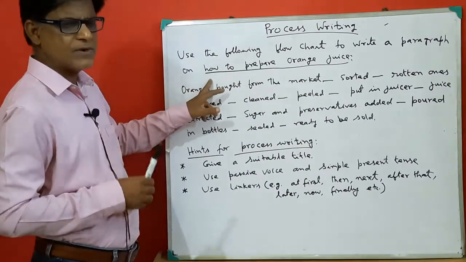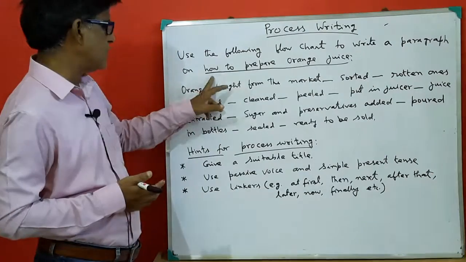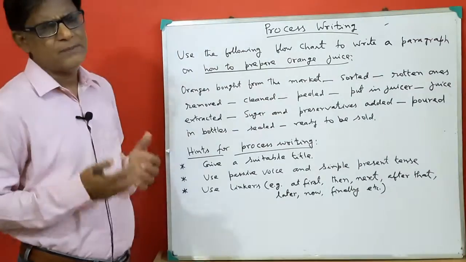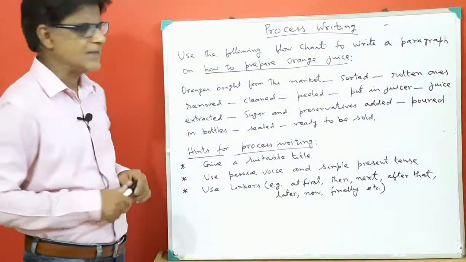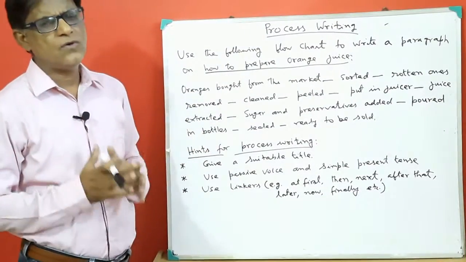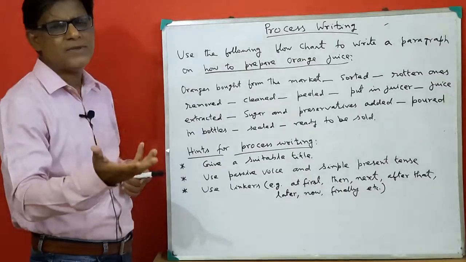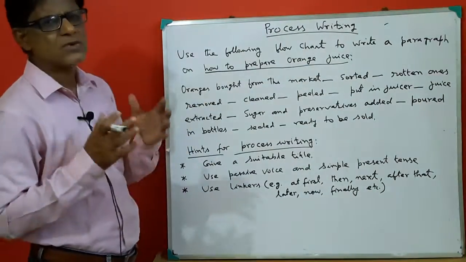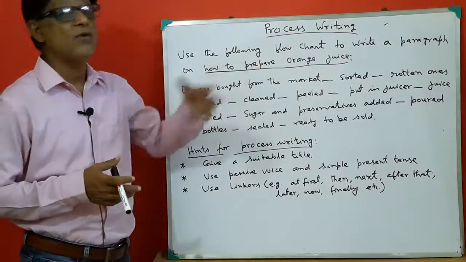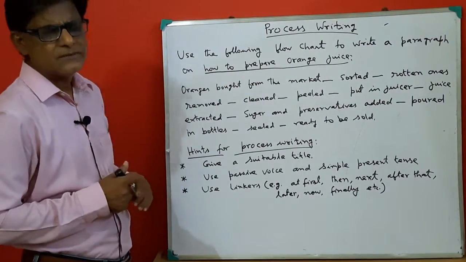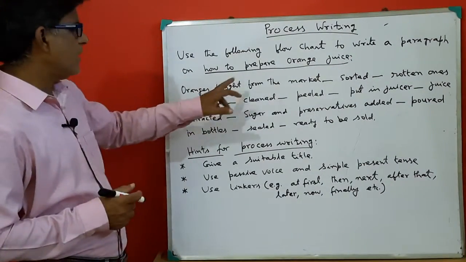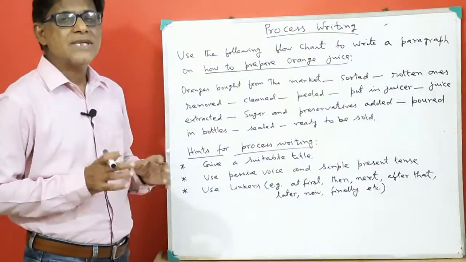So the topic of the paragraph is how to prepare orange juice. So this can be made as your title. So you can make the title how to prepare orange juice, preparation of orange juice. So this will be your title. Process of preparing orange juice or preparation of orange juice. So this will become your title.